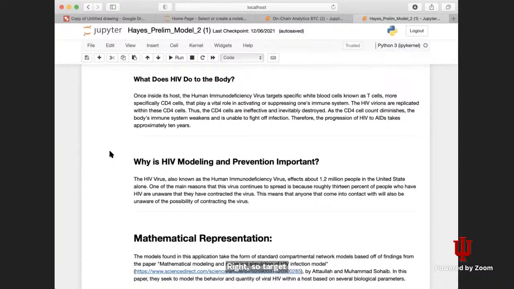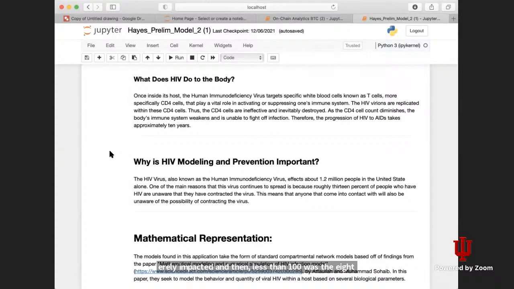HIV targets specifically white blood cells known as T cells, or CD4 cells, which suppresses the immune system. So basically the HIV virus is replicated within the CD4 cells, so it inhibits their ability to activate the immune system. As the CD4 cell count diminishes, the body's immune system is unable to fight off infection. And there are actually 4 levels to the HIV infection that were in the paper. Above 350 cell count was acute HIV, then 200 to 350 was moderately severe, then 100 to 200 was severely infected, and then less than 100 was when AIDS syndrome set in.